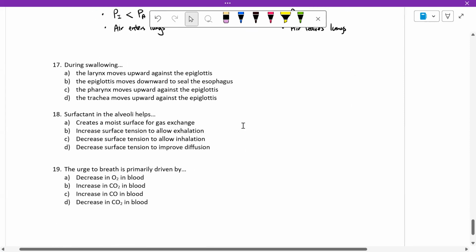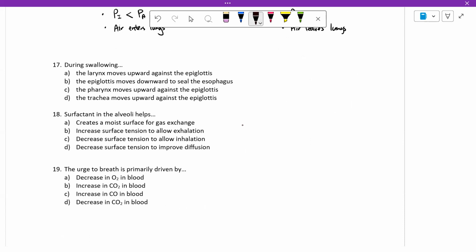All right, just a couple more questions here. During swallowing, what happens? Larynx moves upward to hit the epiglottis. Yep, the larynx is gonna move up. Remember in class I told you to put your hand on the throat and swallow. You feel it pushes up, right? That's the larynx pushing against the epiglottis.